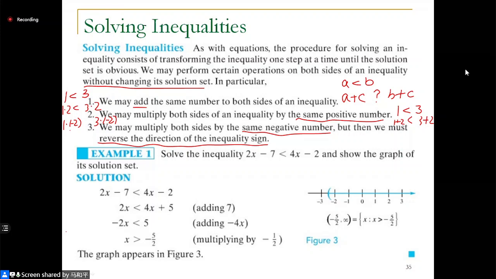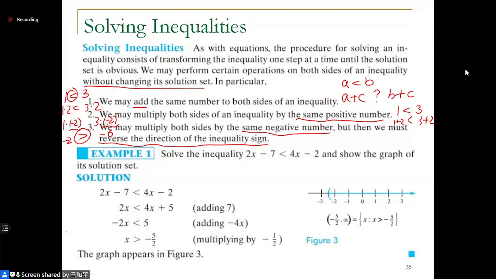This means both sides multiply by a negative number, right? And we calculate the left side. This is minus 2, right? But here this is minus 6. Which one is bigger? Minus 2. So this, we have to reverse, right? Reverse the direction of the inequality sign. If we multiply by a negative number, we should reverse the inequality sign. Okay, I hope you remember this.